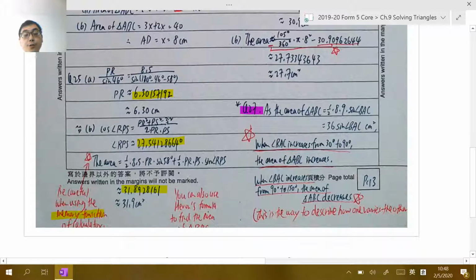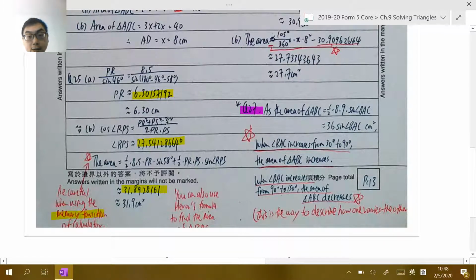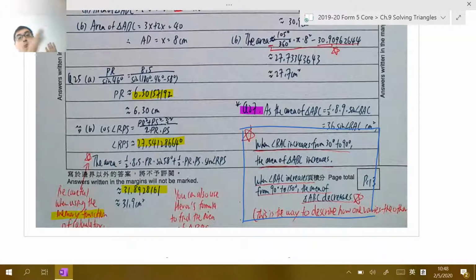because question 27 asks you to describe the change of the area when the angle varies. So please remember the format when we write the answer. What we need to do is to highlight clearly from when to when the area increases, or from when to when the area decreases. That means if, within the range of angles given, it keeps increasing, you just write keep increasing, or just decreasing if that is the case.